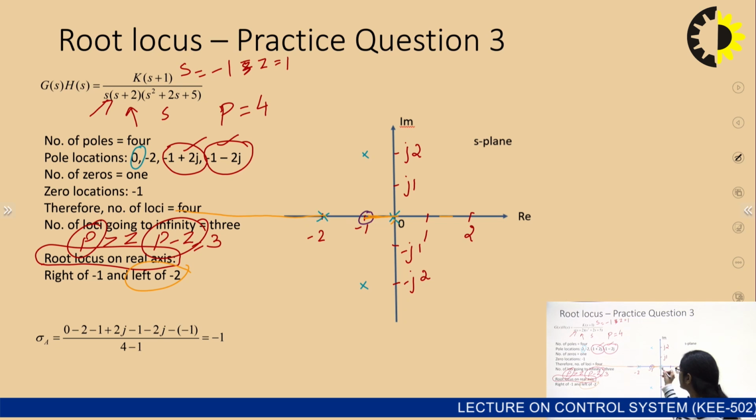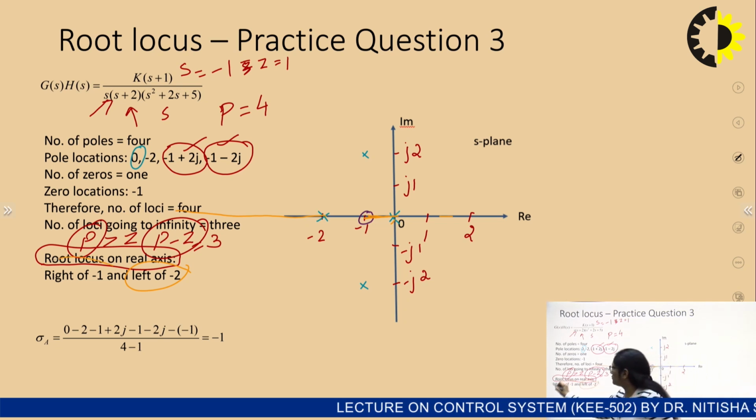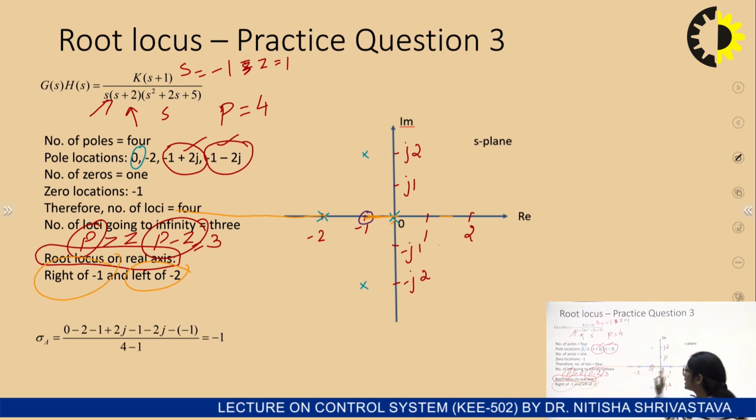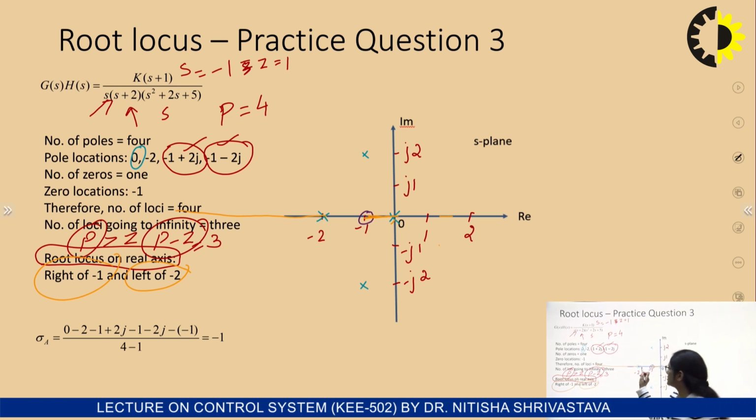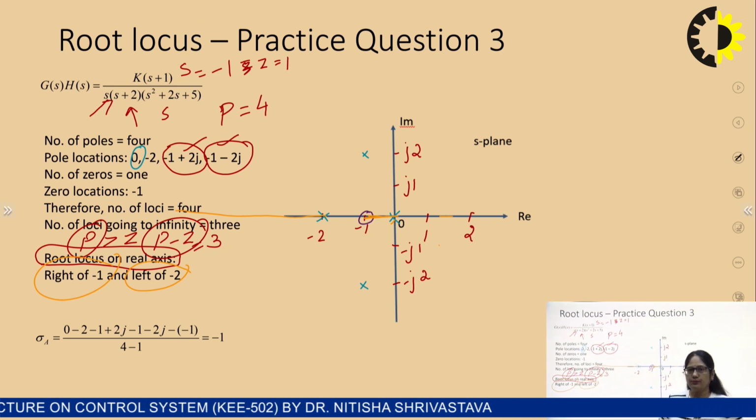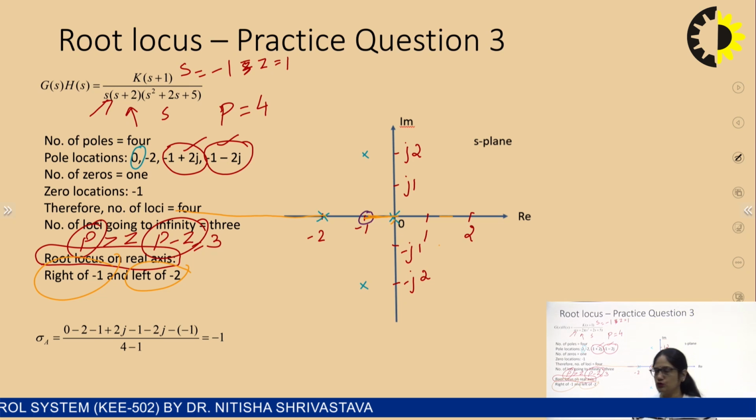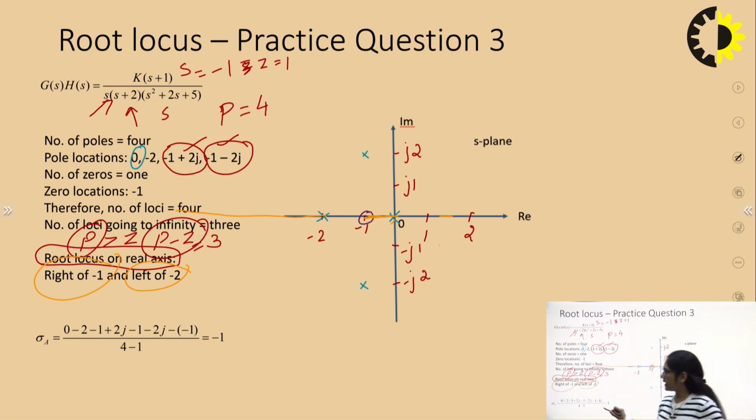So, on the real axis, we have the right of minus 1, this part, and the left of minus 2, that is this side. This part is part of the root locus. As we know that the number of loci going towards infinity is 3. So, we need to find the centroid and the angle of asymptotes.